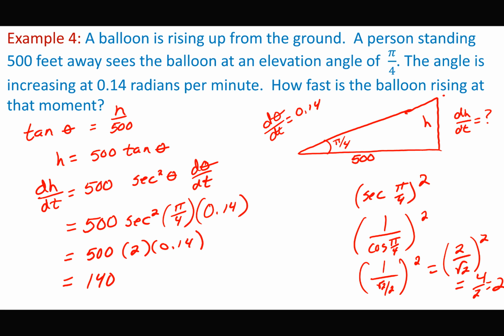Say it louder, what is that? Feet per minute, exactly. So 140 feet per minute is how fast that balloon is rising at the instant that the angle of elevation is pi over 4. So here's an example of a triangle problem where it wasn't Pythagorean theorem, but we could use trig functions to figure out what it is.